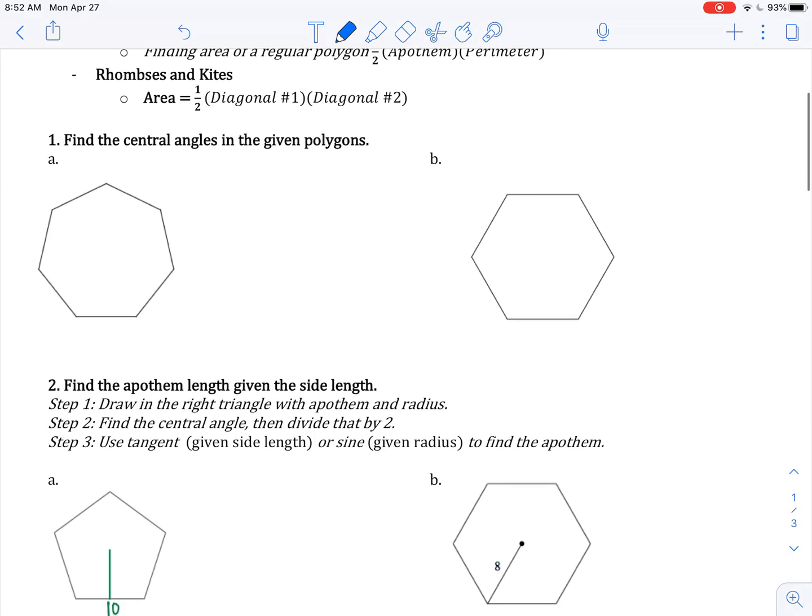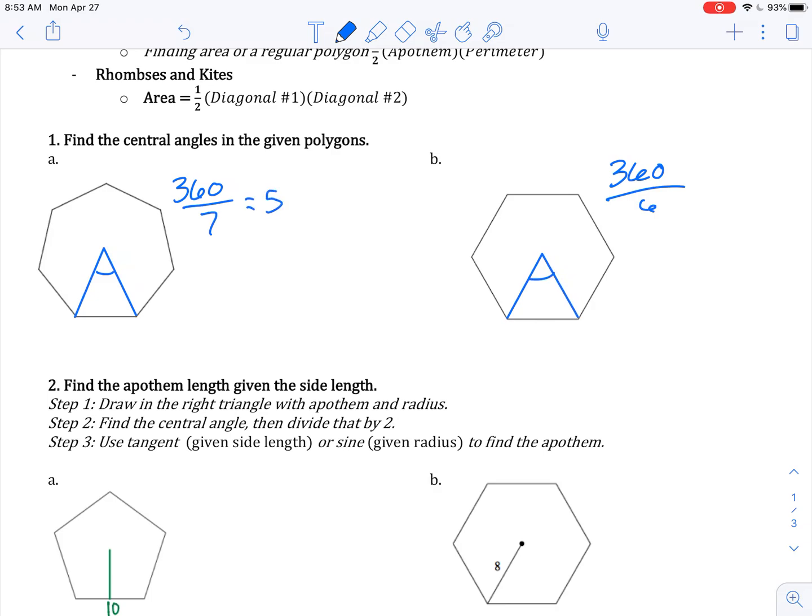Up at the top here, you see the concepts you need to know. Finding regular polygon areas, so finding central angles, apothem, and then using this formula, 1/2 apothem perimeter, and then knowing how to find the areas of rhombuses and kites, which is just multiplying the diagonals together.